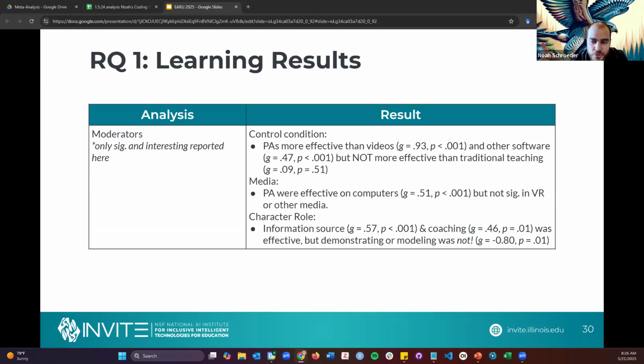First, in terms of the control condition, pedagogical agents were more effective than just a regular instructional video. So what I mean by that is if you had a video and then you had the same video with an agent, the one with an agent was strikingly more effective, right? Like we see 0.93 as the effect size here. They were also more effective than other software programs at 0.47, but they were not more effective than traditional teaching.